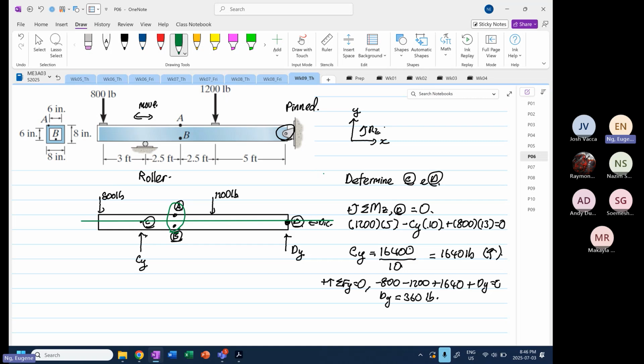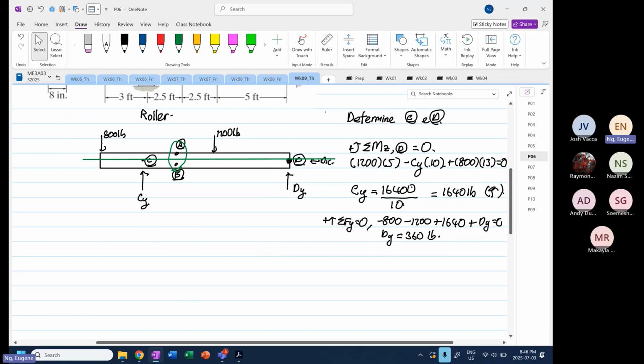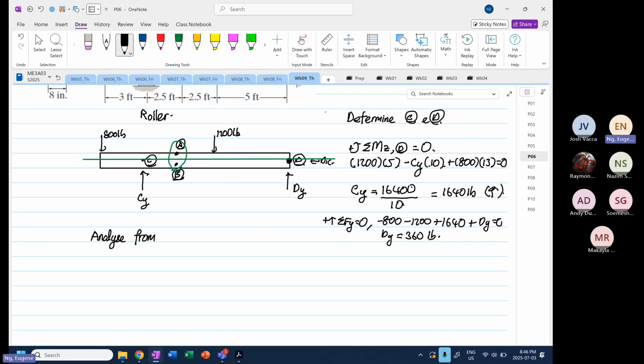Right? Like what I highlighted before, and the answer will always be the same, okay? So the first thing I'm going to do is analyze from left to right, okay? So left to right, I'm only going to focus here.